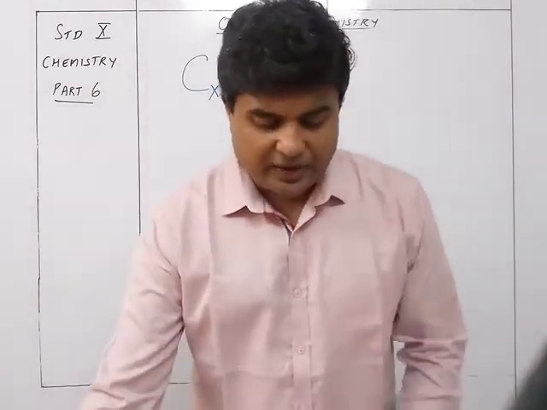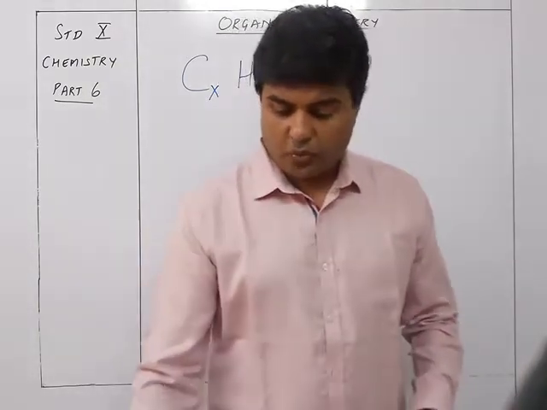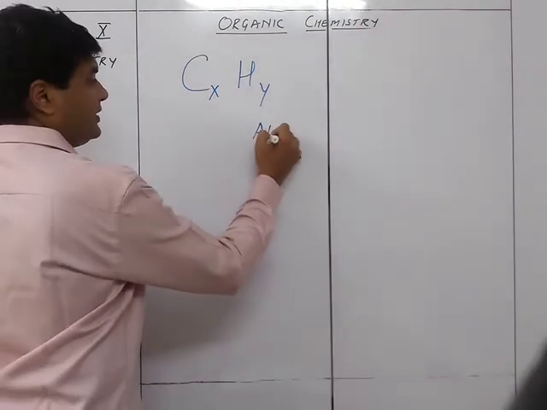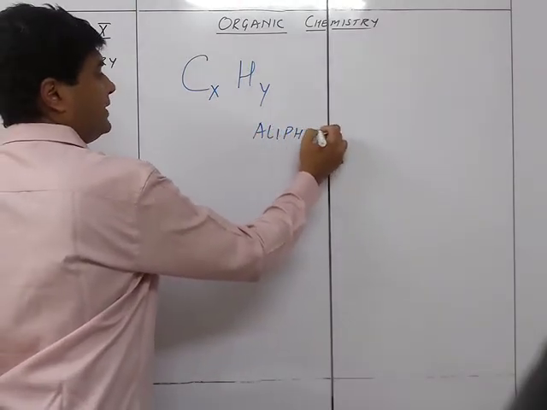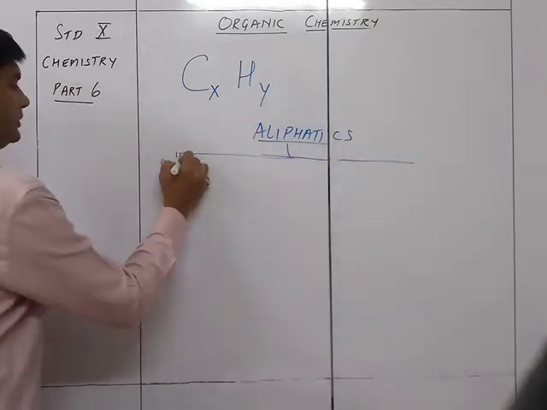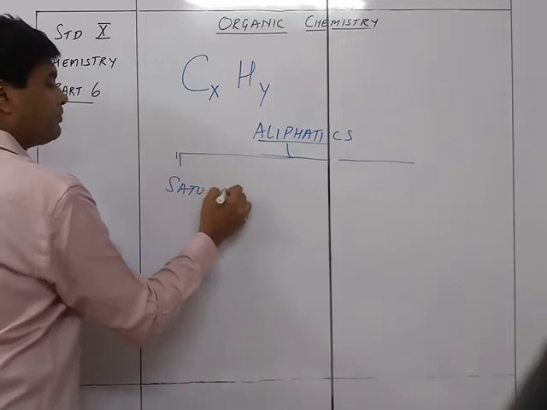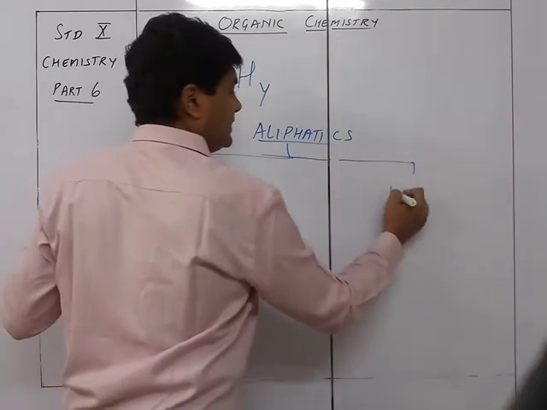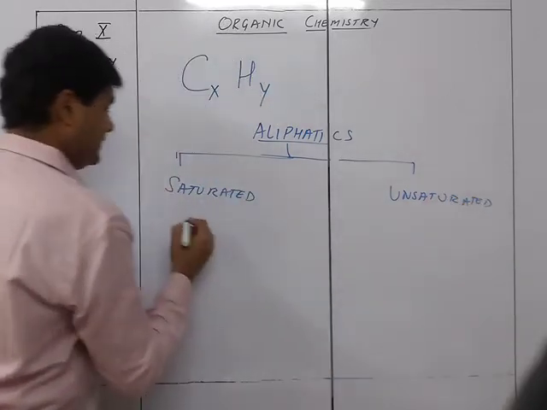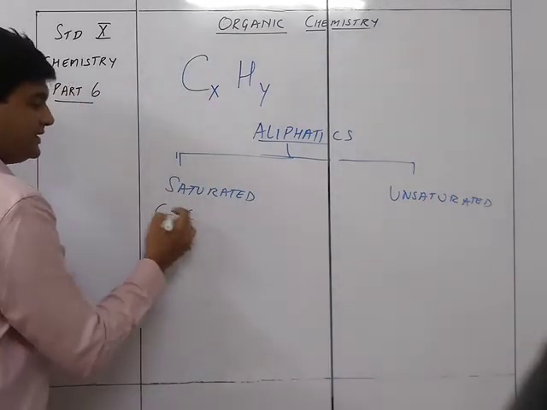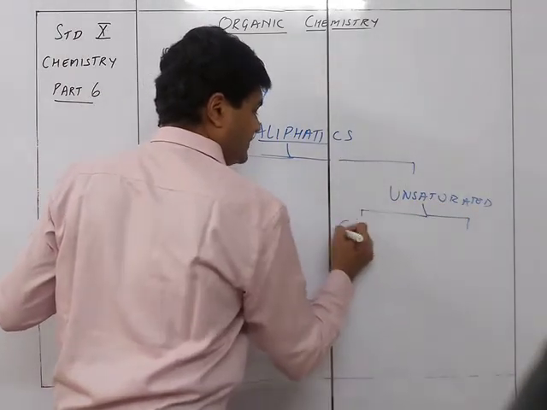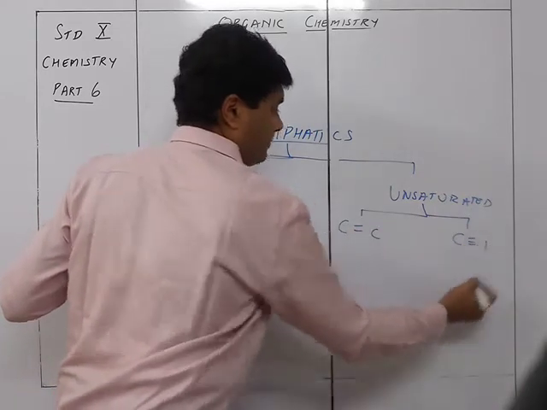The aliphatic hydrocarbons are divided into two main groups. So we have studied it earlier. The two main groups are the aliphatic, which is divided into two parts. One is saturated, and another is unsaturated. Saturated are the ones in which the carbon to carbon bond is only single. There is only a single carbon to carbon bond, whereas in the unsaturated it is divided into two parts, if it is a double bond or if it is a triple bond.